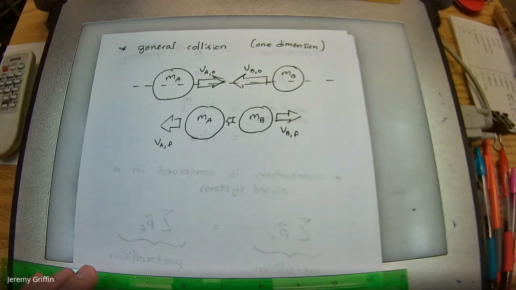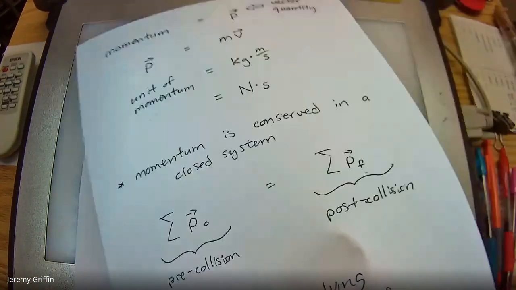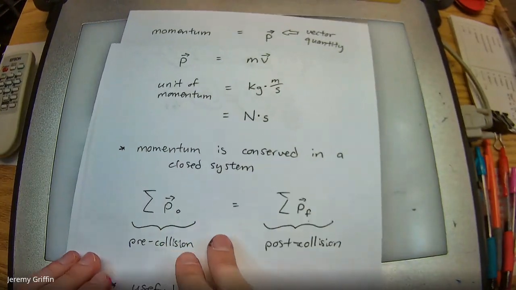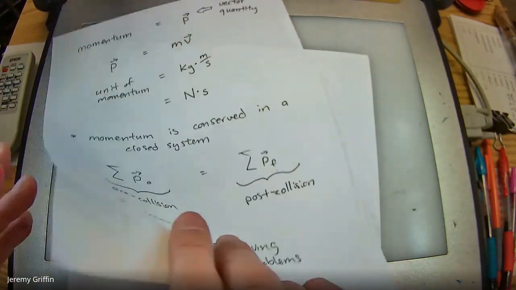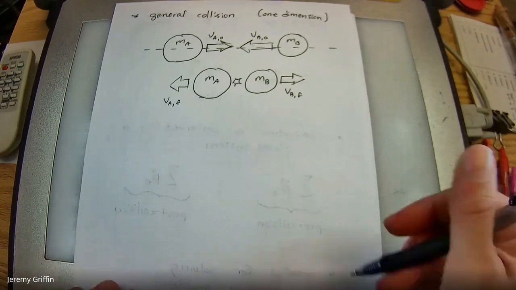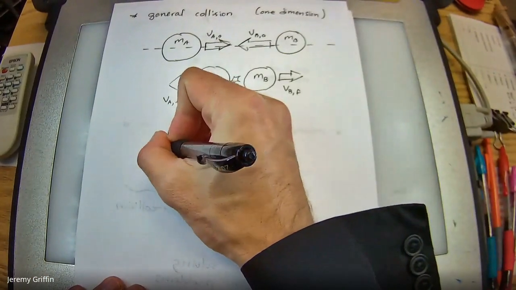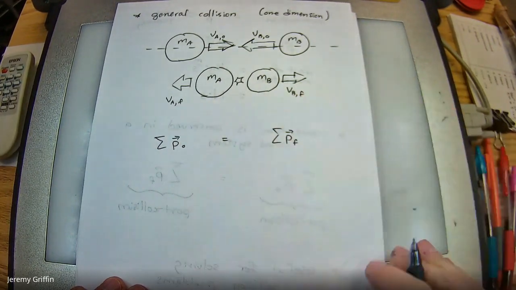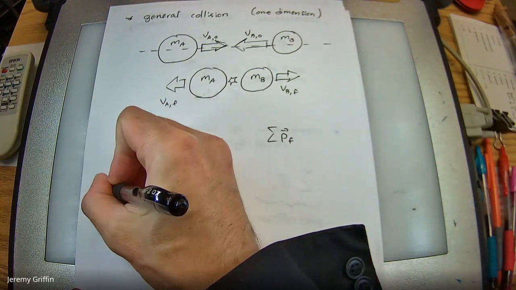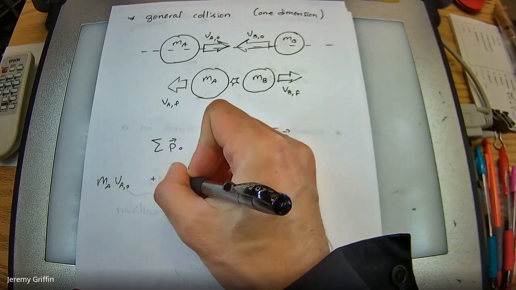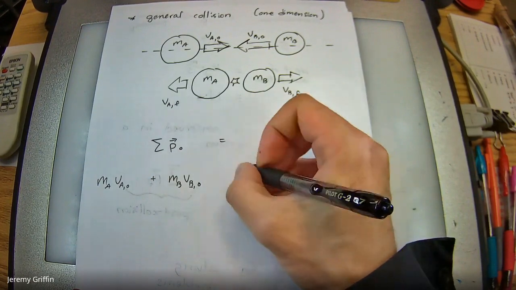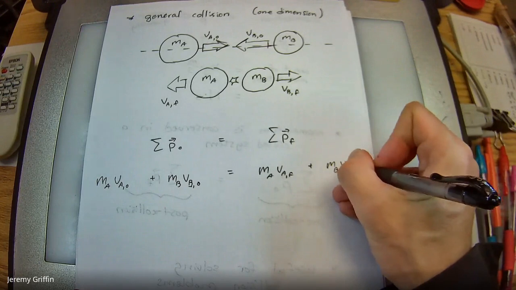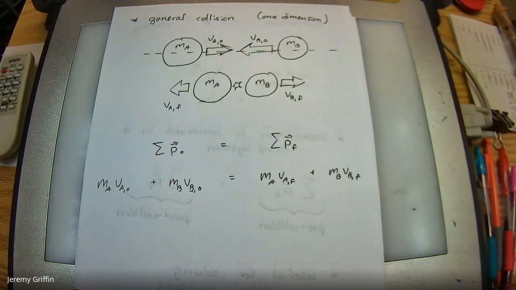Like that. Okay, so you guys can see how this is going to feed into something like this. If I add up all the momentum bits, just mass times velocity, before and after the collision, it has to equate, because momentum is conserved. So let's do that. Sum of momentum before the collision is equal to sum of momentum after the collision. Well, it's going to go like this: MA VA initial plus MB VB initial is equal to MA VA final plus MB VB final. Is that right?